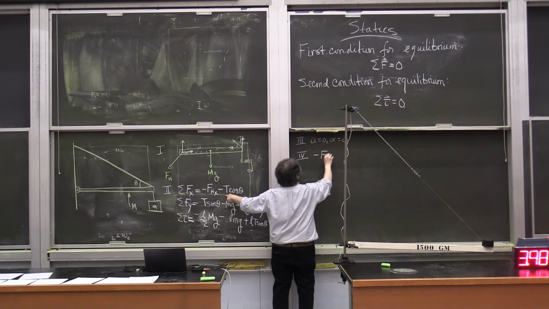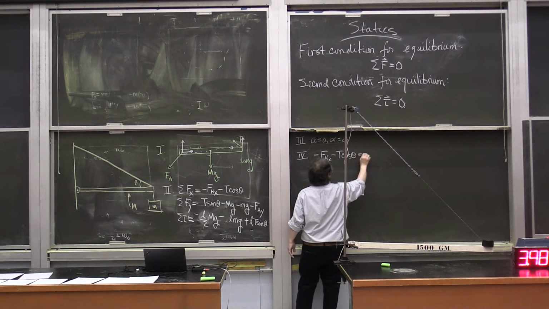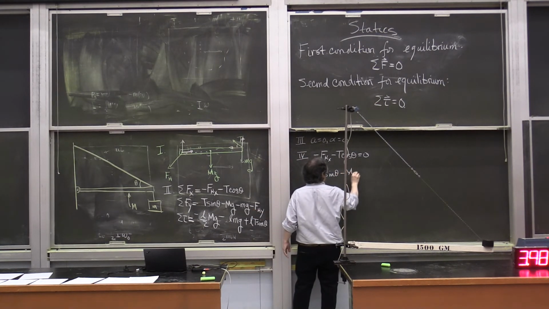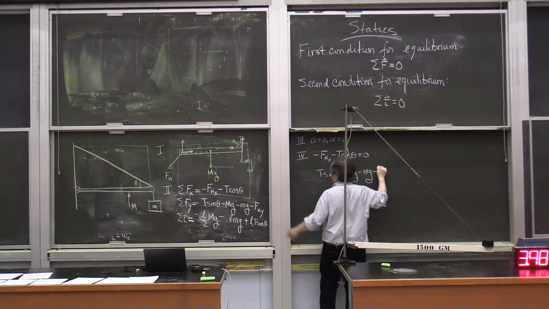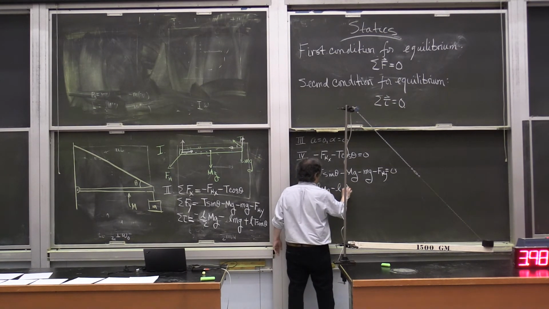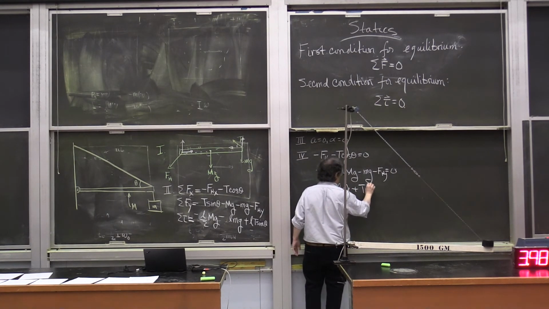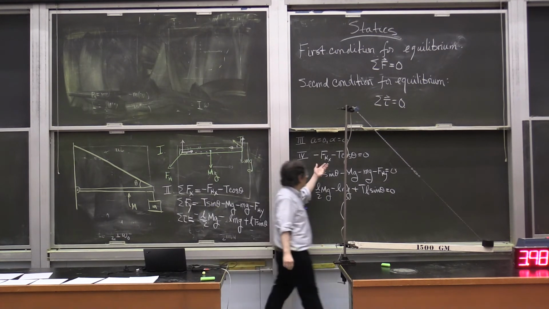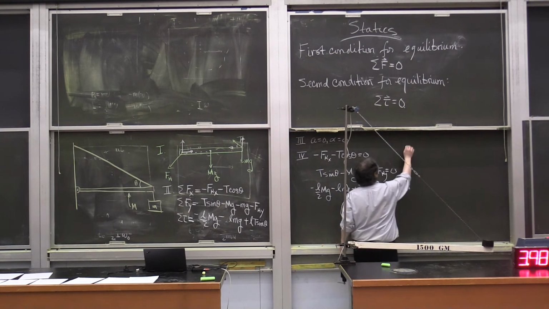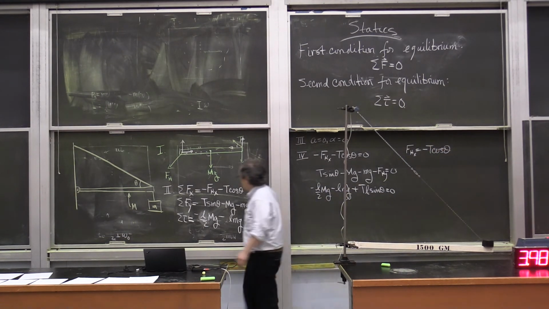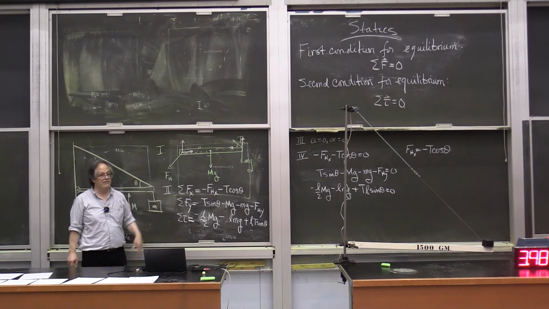This one gives me, and this one gives me, well, the first equation just tells me that FH in the x direction is negative T cosine theta, which already tells me that the x component of FH was wrong. It actually points to the right and not to the left. That's okay.